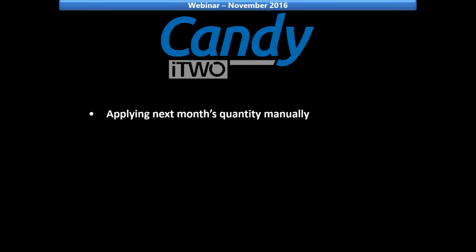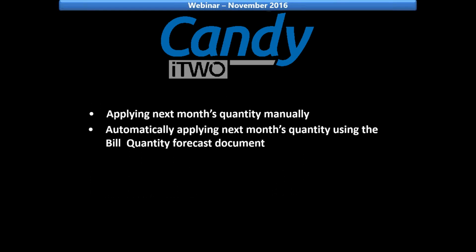Now today, we will look at the following: how to apply next month's quantity manually. We will also look at how to apply next month's quantity automatically by using our bill with quantity forecast document. And once we've applied it manually and also used the automatic feature, we will have a look at the type of information we'll get from this next month quantity tool. We will analyze the information and then we'll finish off the webinar.